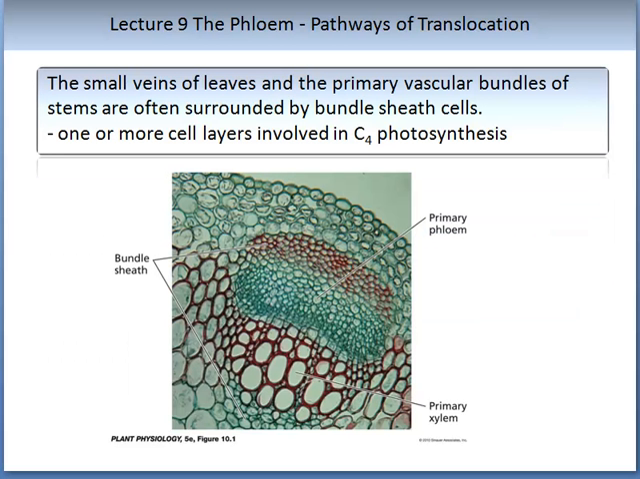The small veins of leaves and the primary vascular bundles of stems are often surrounded by bundle-sheath cells, as can be seen in the illustration on the slide, figure 10.1 from the recommended text. One or more cell layers are involved in C4 photosynthesis.